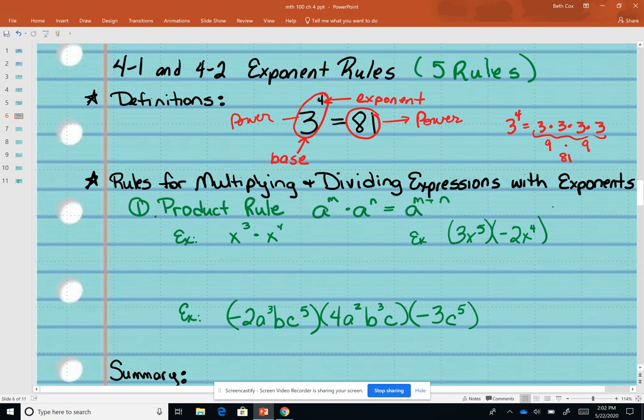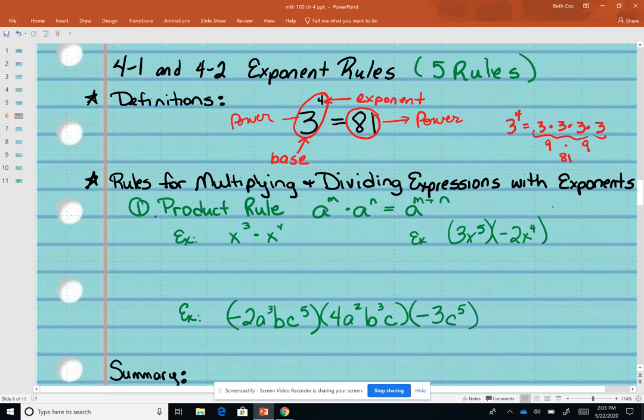But before we get started, we need to look at our definitions. We have what we call a base. In this problem, 3 is our base, and 4 is the exponent. And 3 to the 4th is called a power, and of course 81 is also a power. And just to remind you what exponents mean. So we're going to get into our rules for multiplying and dividing expressions with exponents.